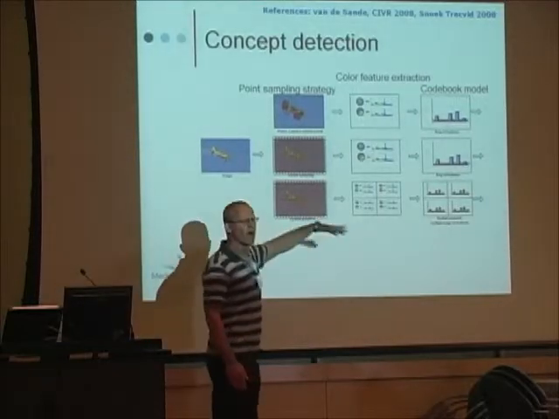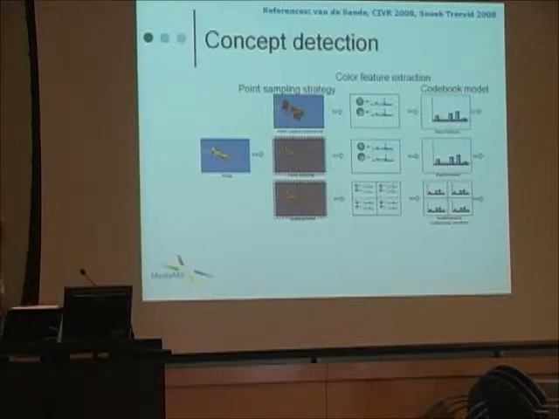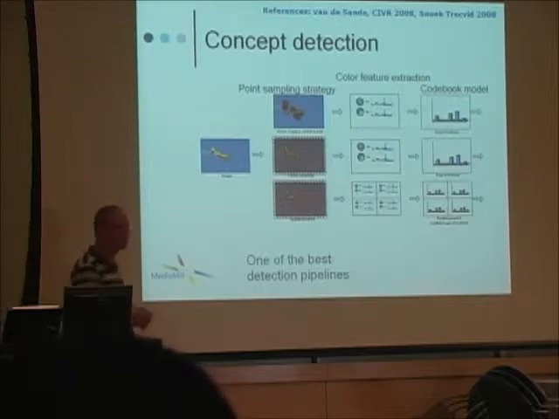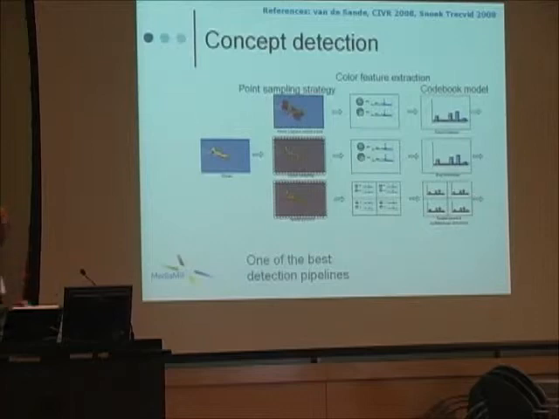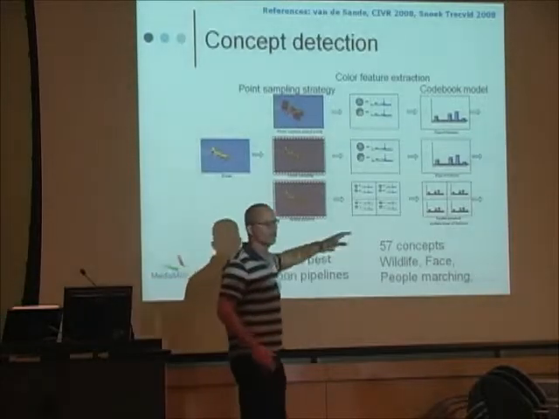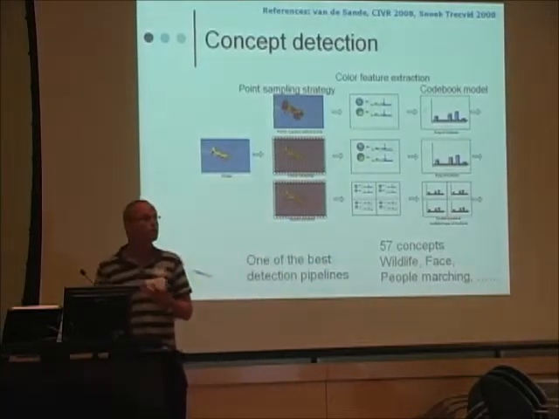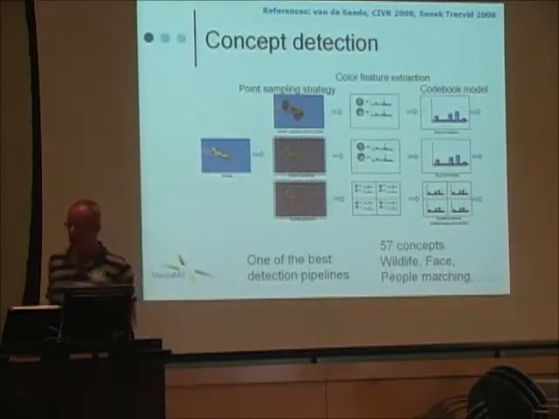Which is one pipeline, rather complex, but it is one of the best detection pipelines available. We tracked it, benchmarked it, and it came out many times as top performer, or very close to it. And out of the elements from this pipeline, we have 57 concepts, things like cloud line, things like people marching, all kinds of concepts which might be relevant to the task that you have. Those are the ones that have a reasonable accuracy.